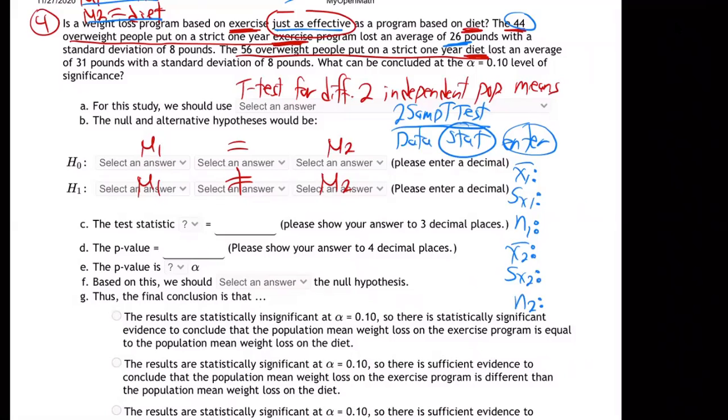So average of 26 pounds, that's the first average. Standard deviation 8, and that's 44 people. That's n. Remember, n is always the number of people, you know that. x2, what's the average? 31 pounds. Standard deviation is 8, and that's 56 people. 56 overweight people. There we go. Let's put that data in there.